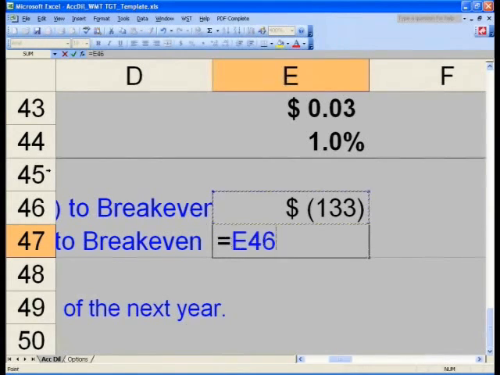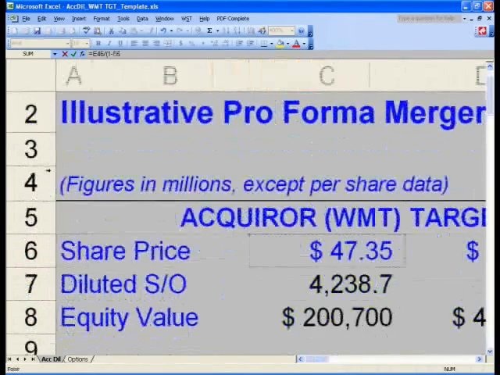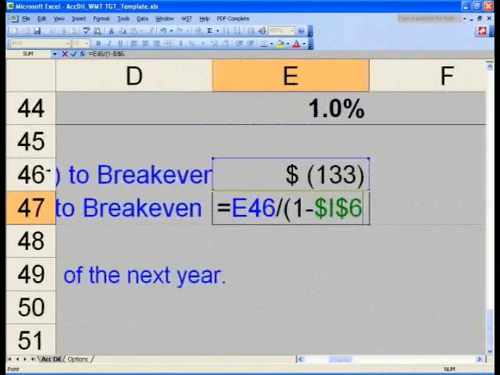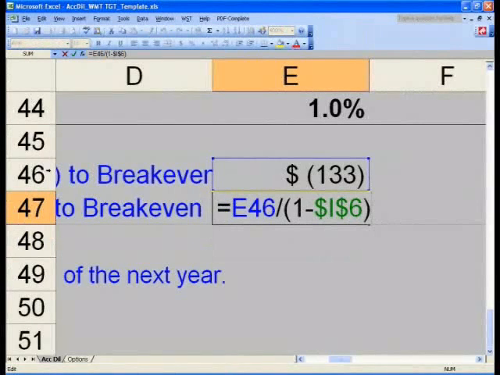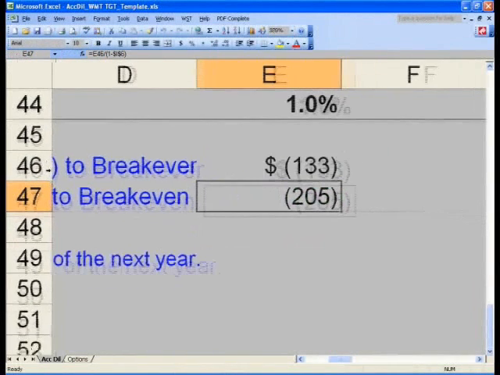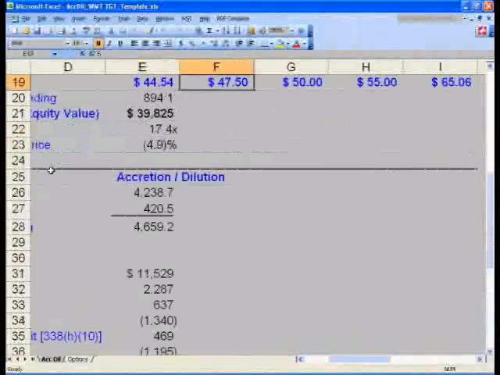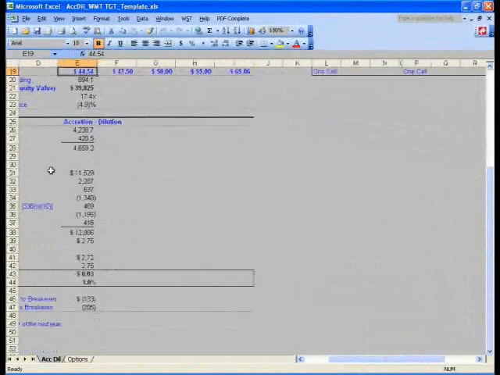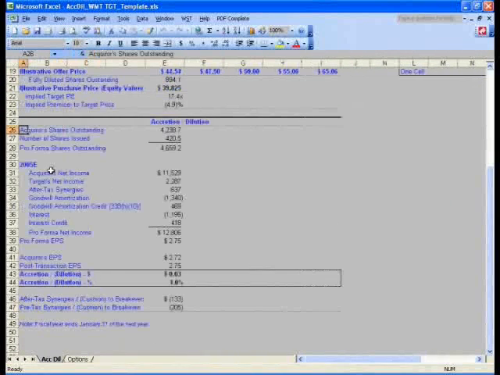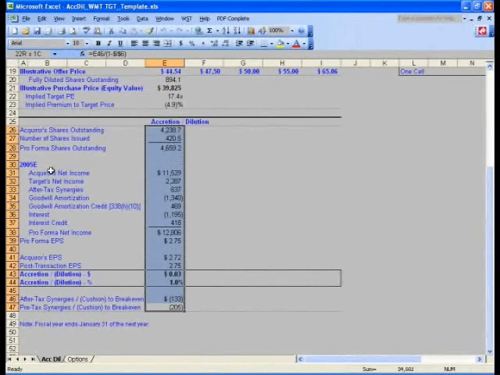E47 equals that number on top, E46, divided by open paren 1 minus my tax rate, which is going to be cell I6. F4 that for me, please. Double tap enter, negative 205. Here's the formula once again. Now we're almost done. I want you to go ahead and take all of these numbers from E47 all the way up, Control Shift up arrow, shift up to E20.